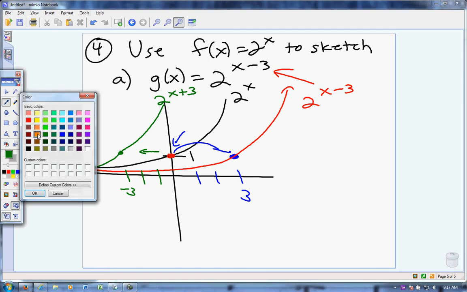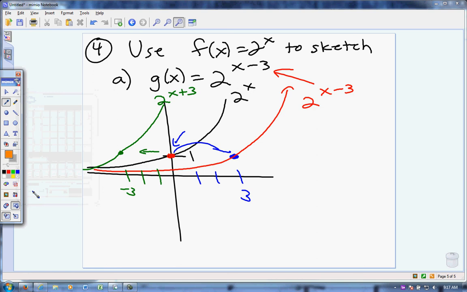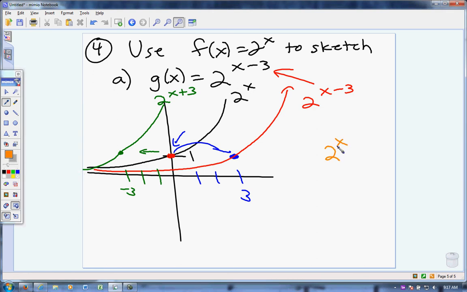Let me get another pretty color. How about orange? What if I had 2 to the x minus 4? Now notice the minus 4 is not in the power. What's going to happen to that function? It's going to go down 4 units. Very good. So we're going to take this point and we're going to go down 1, 2, 3, 4, and that crossing point is going to be down here at negative 3. And so my function is going to look like this. Okay, this would be the graph of 2 to the x minus 4.